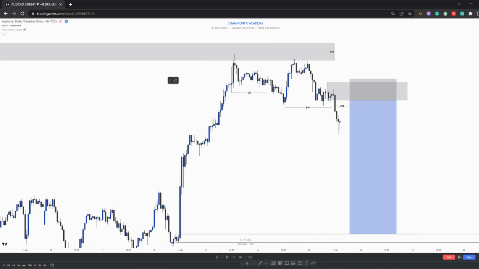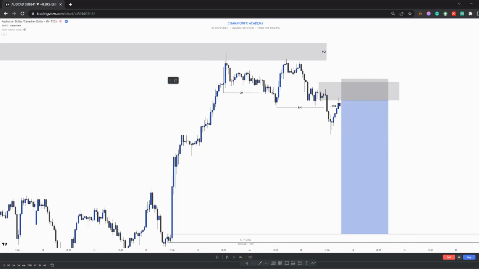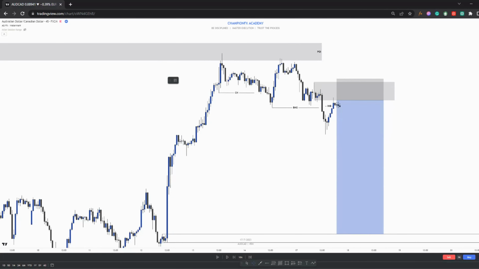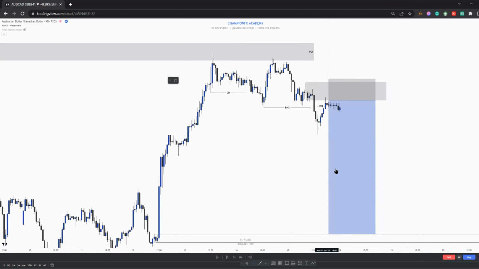And guess what? It was Monday. Monday, we don't trade. We don't trade on Monday. So indeed, on Monday, price tapped into that particular area, but I was still not interested in taking this trade on Monday. And then we got to Tuesday.